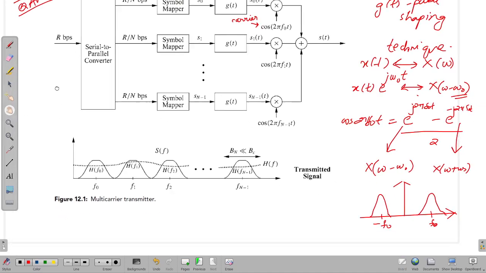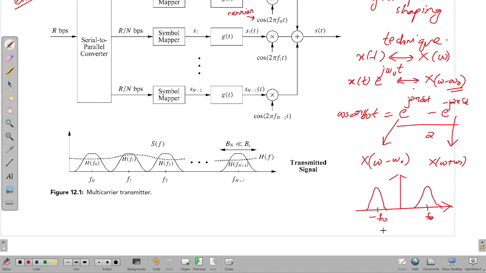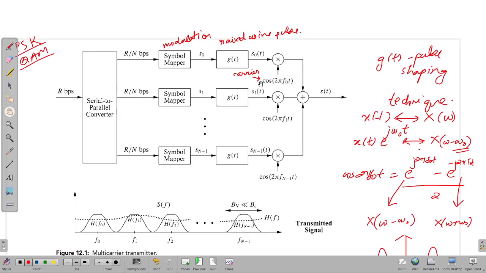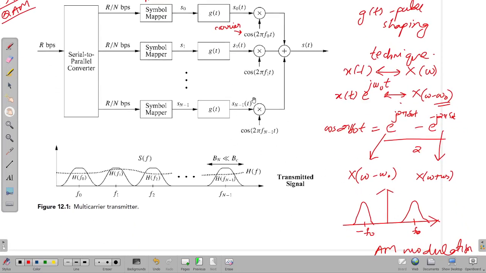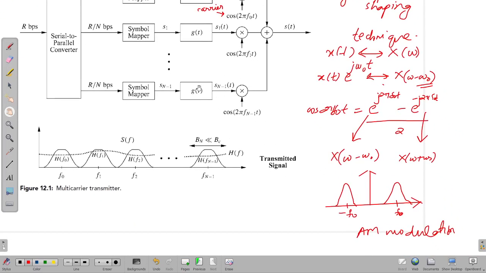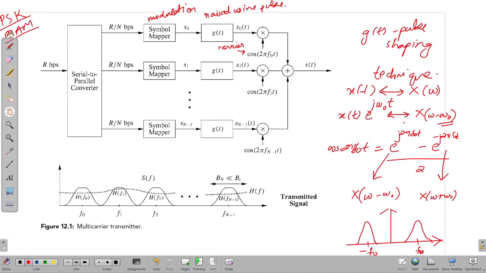And this frequency translation is nothing but AM modulation, right? AM modulation is a frequency translation technique where you multiply the original information signal with a carrier of a higher frequency, shifting it to a particular frequency. The same happens for the symbol S1 of t, which gets shifted to a frequency f1 of t, right?